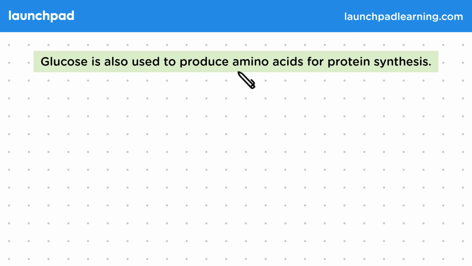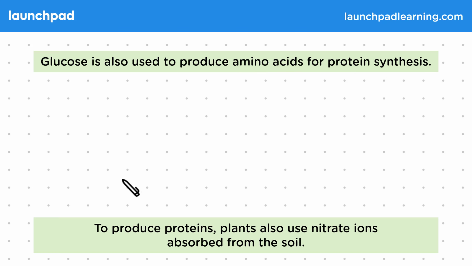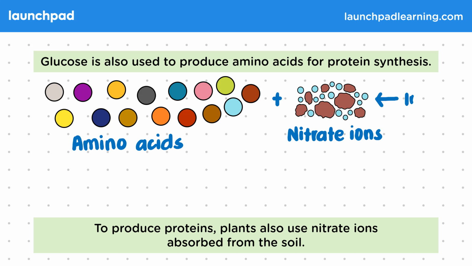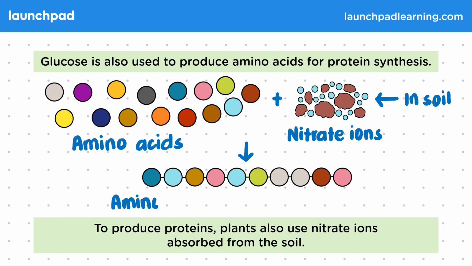Glucose is also used to produce amino acids for protein synthesis. To produce proteins, plants also use nitrate ions absorbed from the soil. So, plants use amino acids and nitrate ions found in the soil in order to synthesize amino acid polymers or proteins. These proteins are needed by the plant for growth and repair.